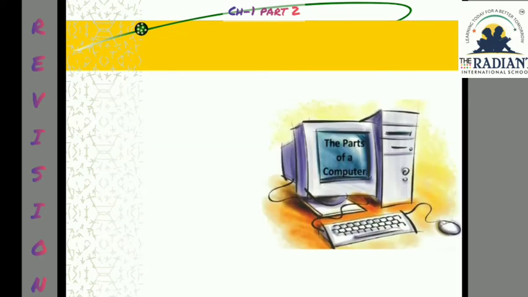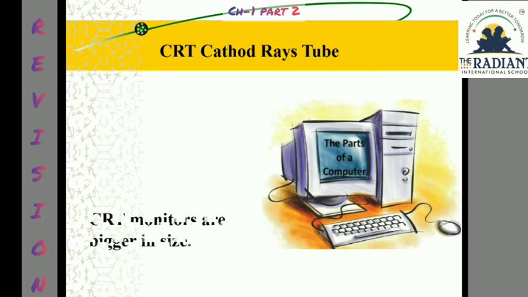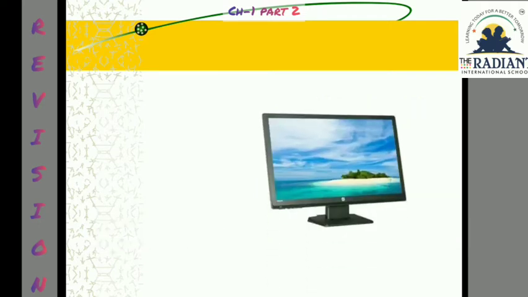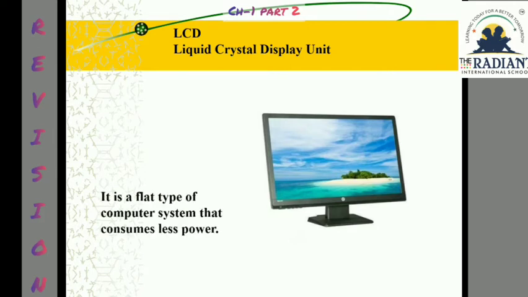Now look at the picture. It's a CRT monitor. The full form of CRT is cathode ray tube. These monitors are bigger in size. Now look at this. This is an LCD monitor and the full form of LCD is liquid crystal display. It is a flat type of computer screen that consumes less power, comparative to CRT.